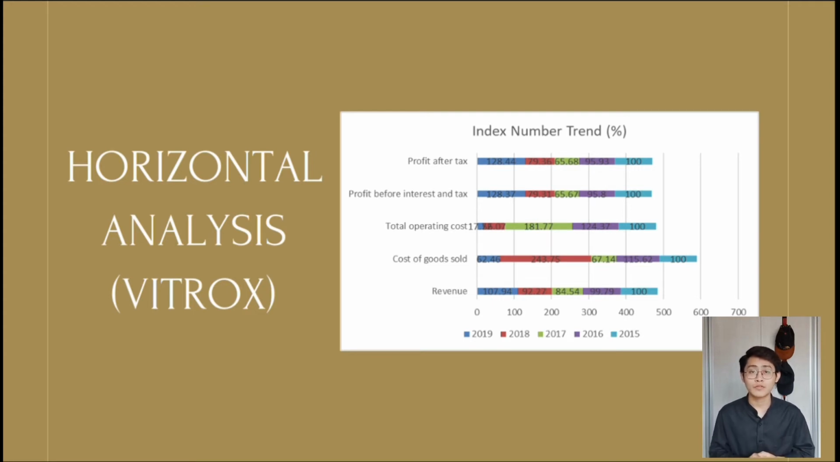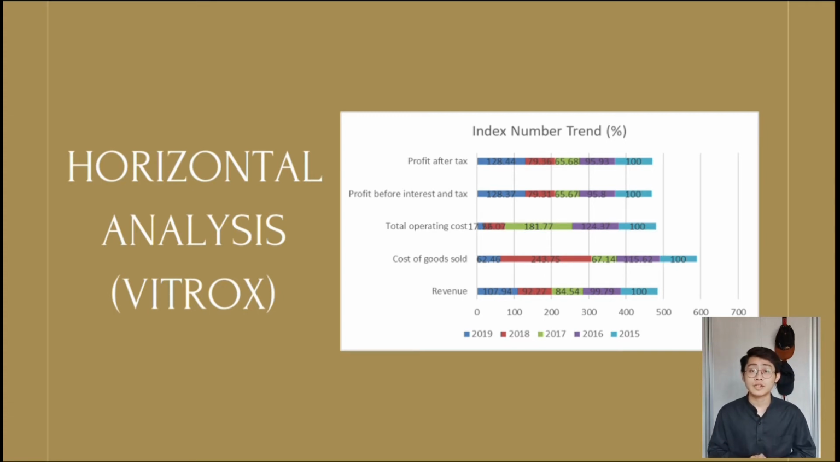Next is profit before interest and tax. As we can see on the chart for the 5 consecutive years, the index number trend percentage for 2015 is 100%, and it went down in 2016 and 2017 from 95.8% to 65.67%, but it started to increase again in 2018 and 2019 from 79.31% to 128.37%. The possible reason for these changes might be the amount of changes in cost of goods sold from sales and operating expenses.